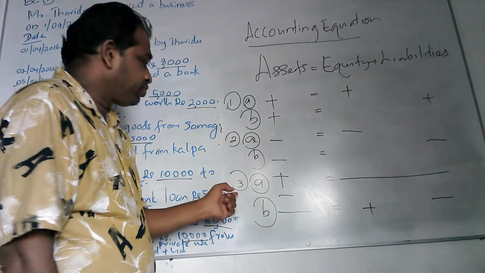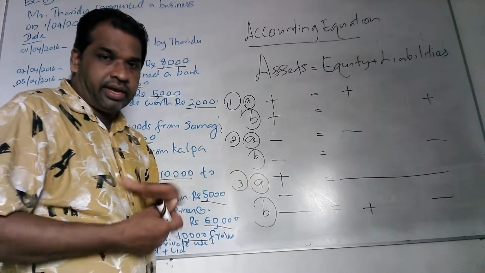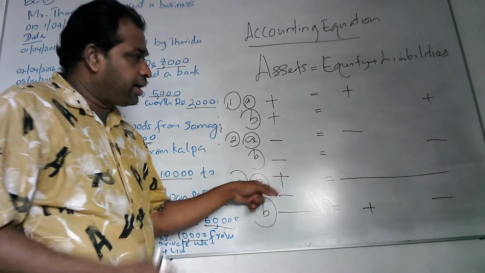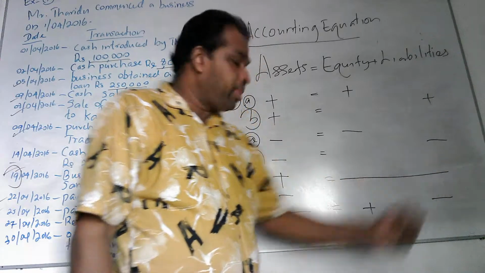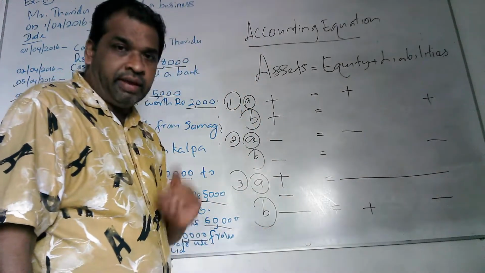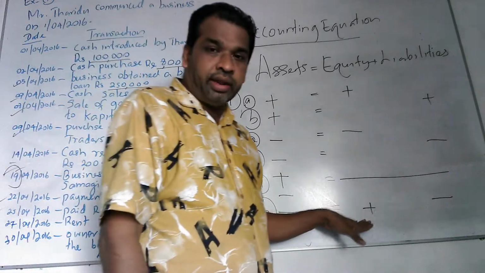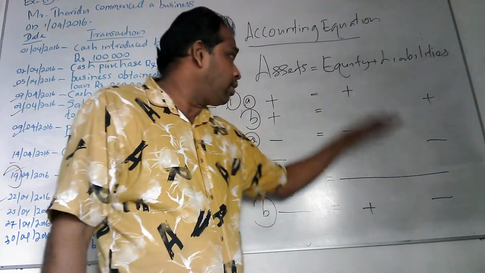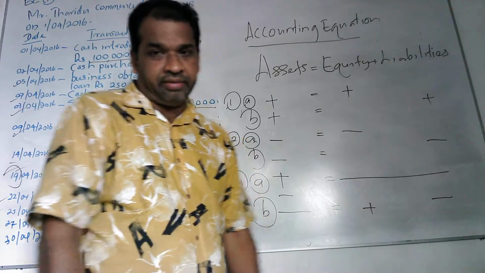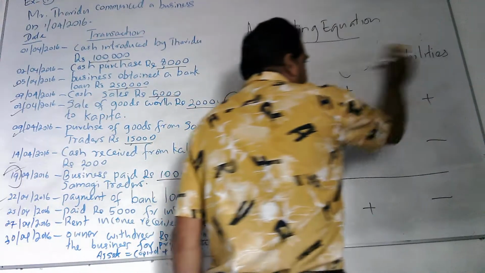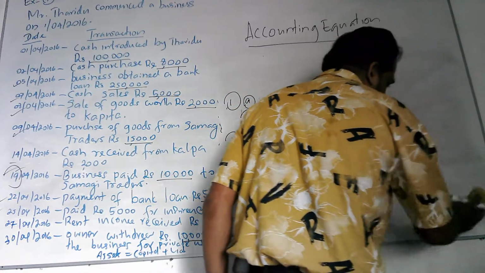Third change, part A, decrease and increase can happen only under assets. Nothing will happen to the liability side. Then part B, nothing will happen to the asset side. There can be increase and decrease, both will happen only under the liability side. Okay, then you can use this technique and solve any question.